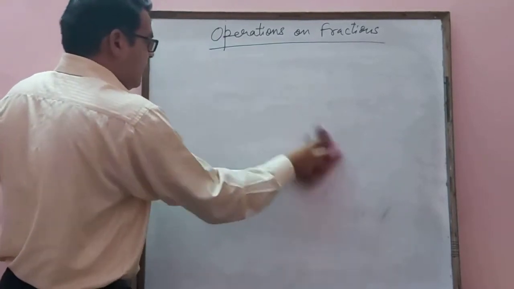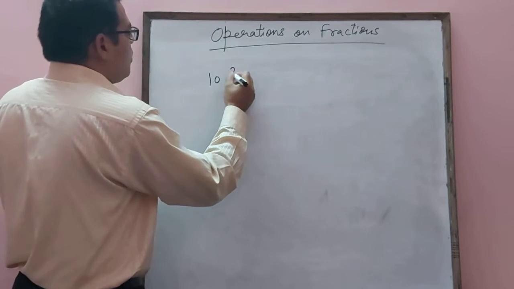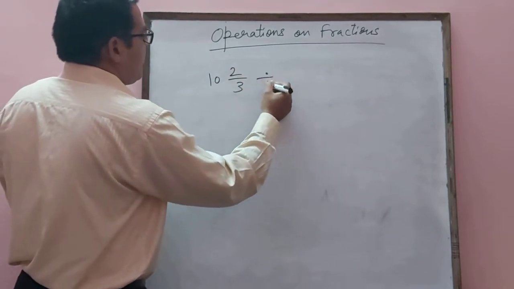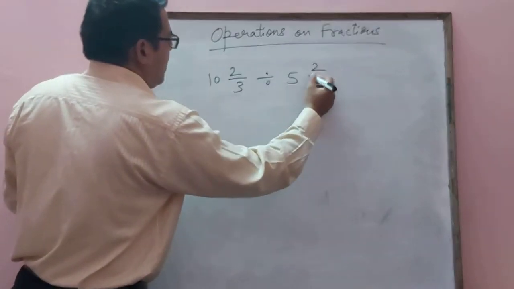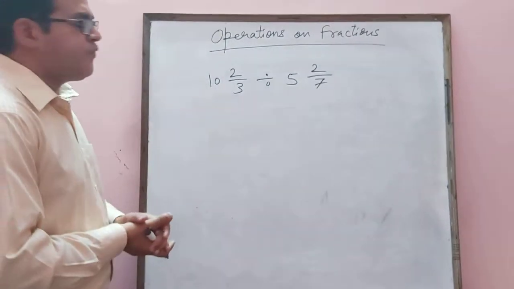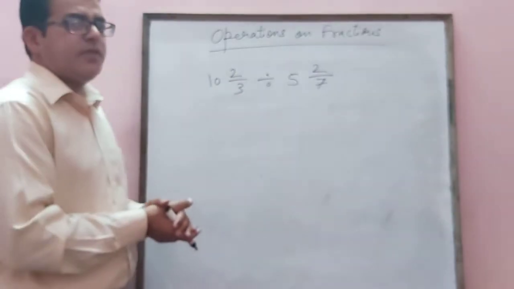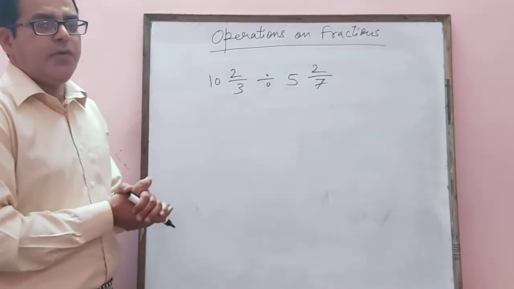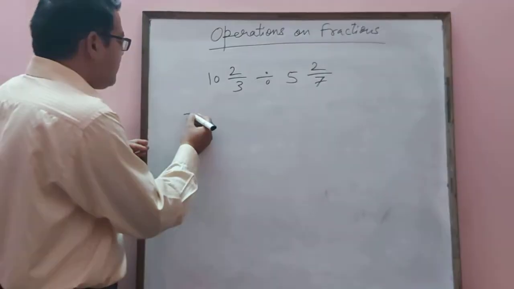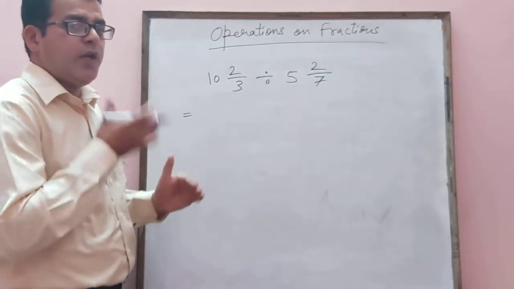Let me take another example now. 10 whole 2 by 3 we are dividing by 5 whole 2 by 7. Now, two mixed fractions we are going to divide. So, first we have to convert these mixed fractions into improper.